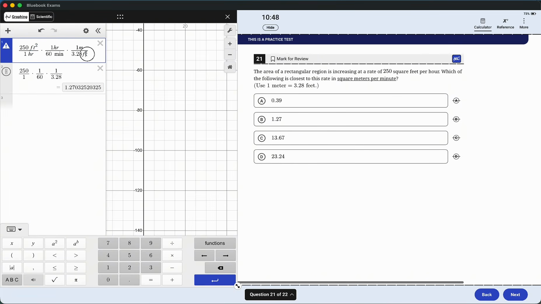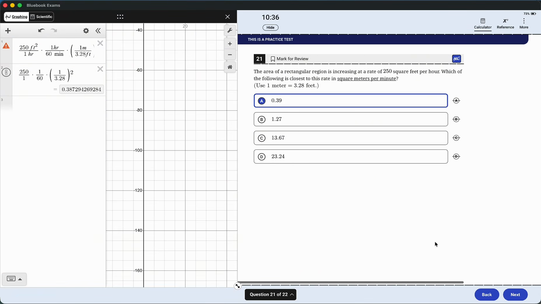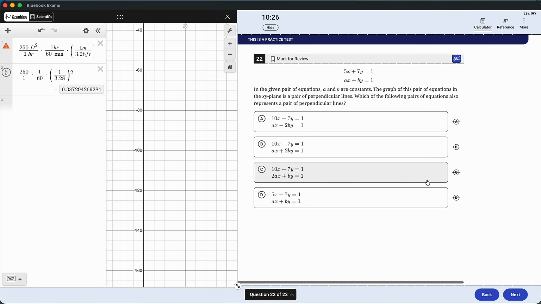So when I multiply by this, it's not going to cancel out square feet, right? How do I fix it? It's really simple. We just square that conversion factor, right? So over here, you see, wrap that in parentheses, squared. Now we get the correct answer, which is 0.39, right? That's the hardest conversion problem you're going to get, right? So if you know that, and you should always expect that it'll have units squared at the end of the module 2 test, right?